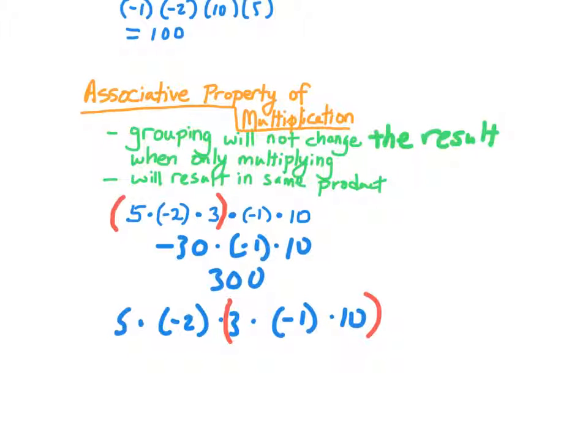Now it says I have to do what first? 3 times negative 1. 3 times negative 1 times 10, and what's that equal? That's negative 30. And if I multiply that by 5 times negative 2, so that's negative 10 times negative 30, I still get 300. With me? Getting it down, making sure your notes are thorough so you can look back on that, it's all there for you.